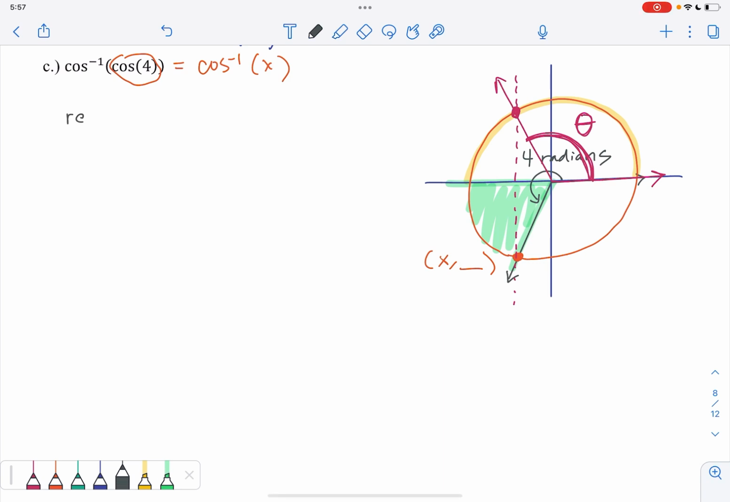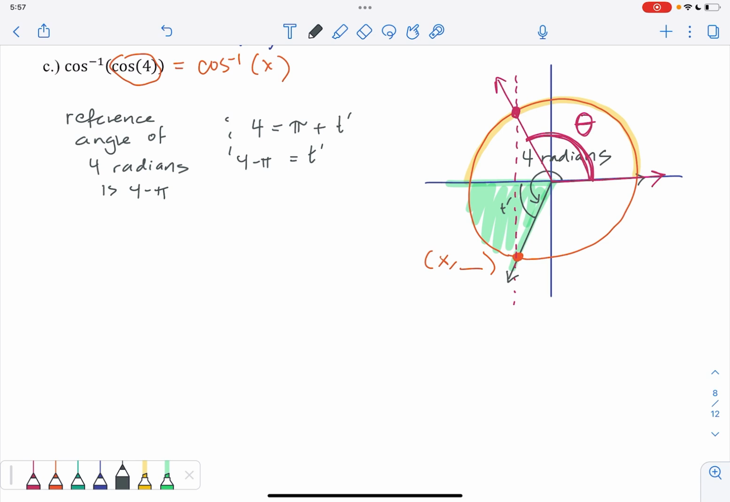So the reference angle of 4 radians is, well, let's see. 4 is the measure of this whole angle. Pi is part of it, and then the reference angle is the other part of it. So whole is 4. On the side here, I have 4 is pi plus the reference angle. We'll call it t prime. Okay, so t prime is equal to 4 minus pi. So 4 minus pi is the reference angle of 4 radians.